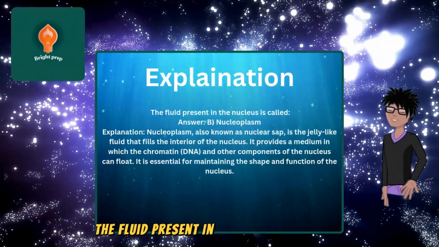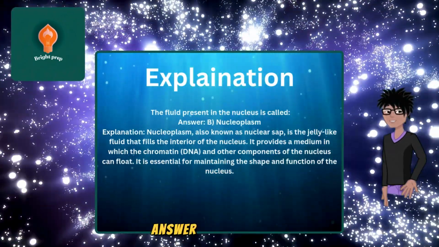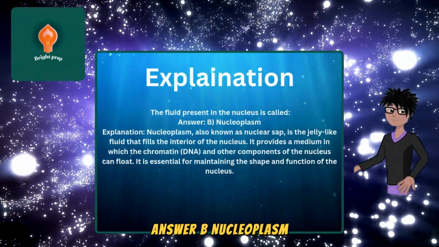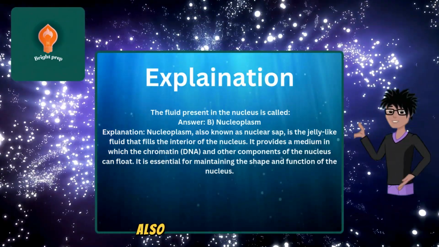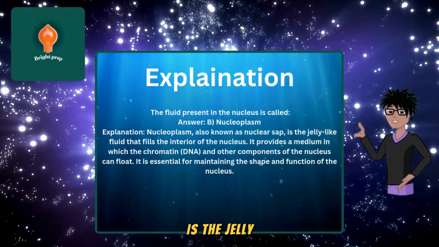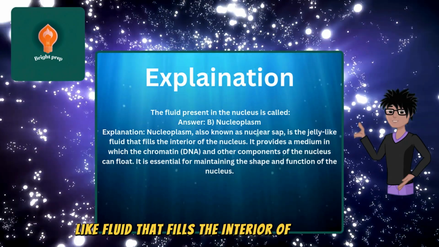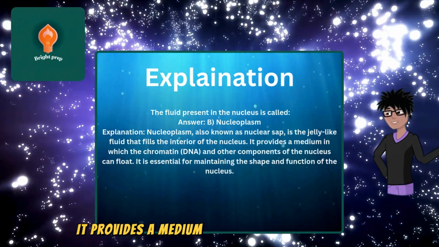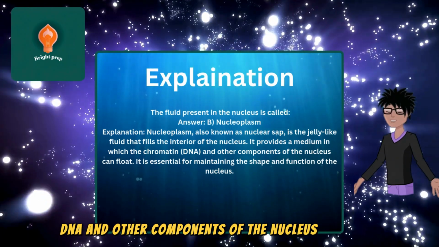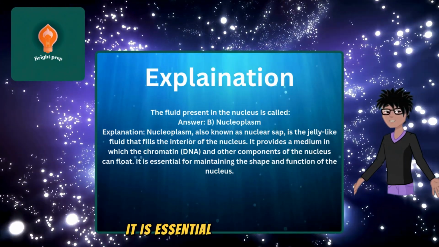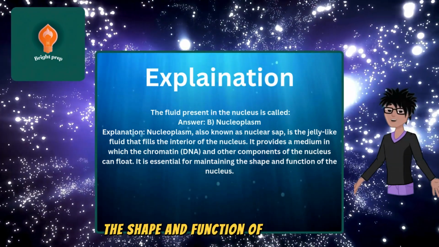The fluid present in the nucleus is called Answer B. Nucleoplasm. Explanation. Nucleoplasm, also known as nuclear sap, is the jelly-like fluid that fills the interior of the nucleus. It provides a medium in which the chromatin, DNA, and other components of the nucleus can float. It is essential for maintaining the shape and function of the nucleus.